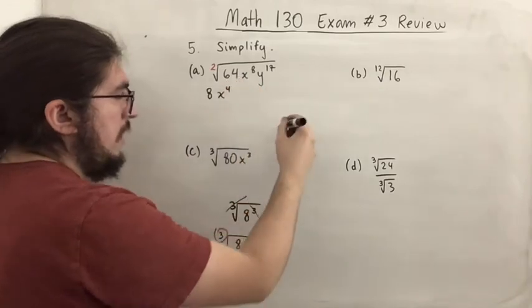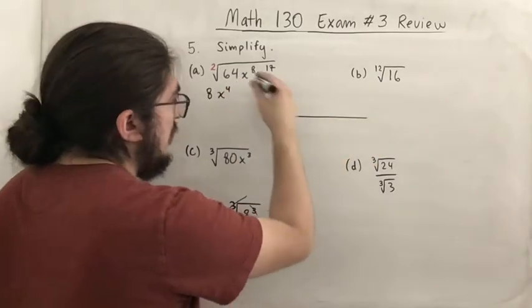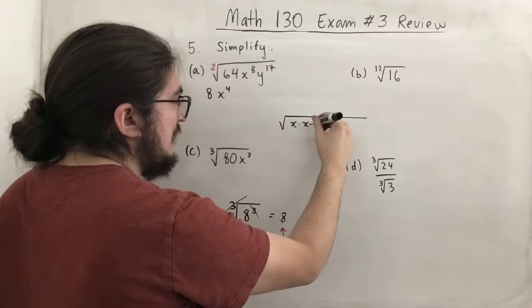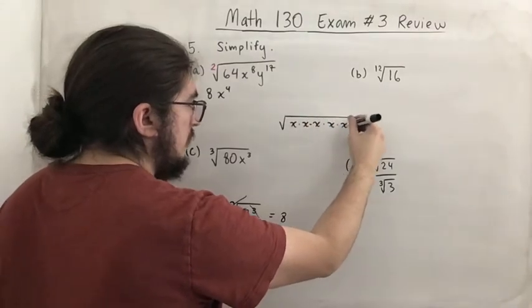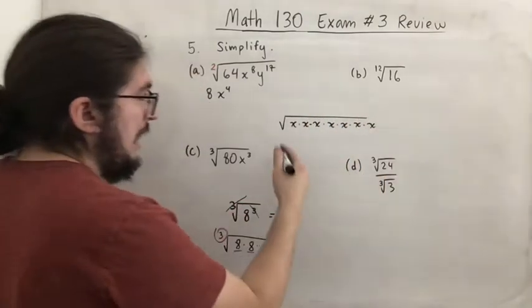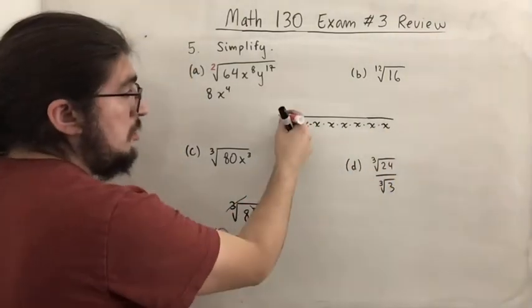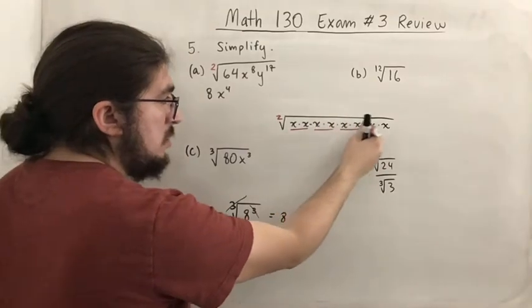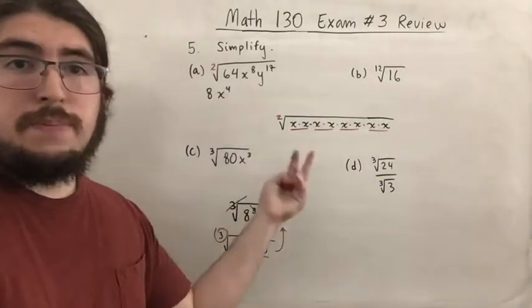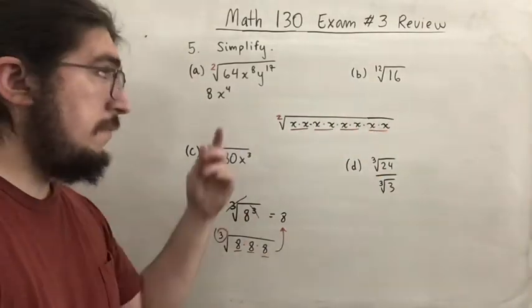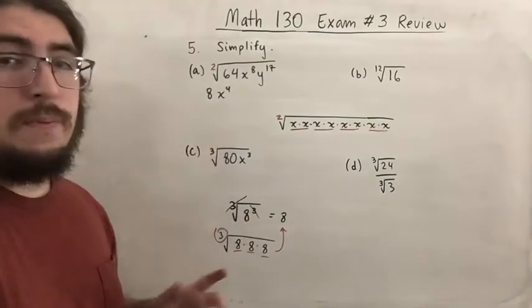But again, a way of seeing that is that if you square root x to the 8th, that's how many x's? A total of 8 x's. Because the index is 2, we need 2 x's to break out as 1 x each. So how many pairs of x's are there? There's 4 x's, 4 pairs of x's, that is. So x to the 4th pops out.